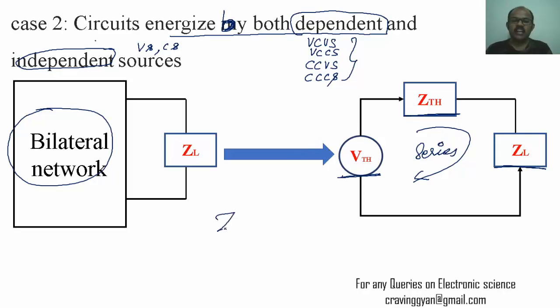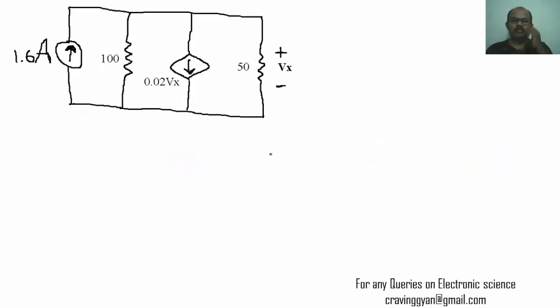So in order to calculate the value of ZTH, what you are going to do is calculate VOC divided by ISC, nothing but open circuit voltage divided by short circuit current. This open circuit voltage is equal to Thevenin's voltage. Able to follow? Now let us solve a problem based on case 2.